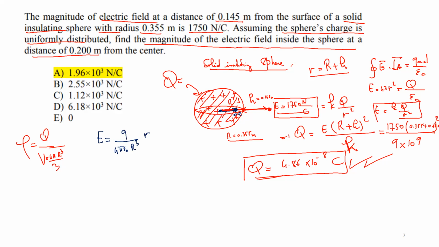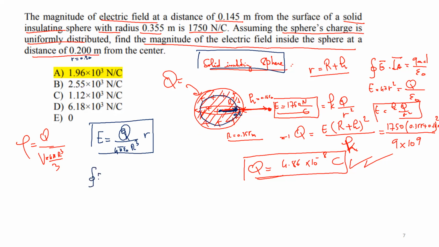But let's demonstrate it again, to make sure that everybody understands what we are talking about. Of course, here by Q, I mean the total Q. So how to demonstrate that in a solid insulating sphere, the electric field is this? You apply Gauss's law. Now r is here, so small r, which is 0.2 meters. And I use my Gaussian sphere, which is this.